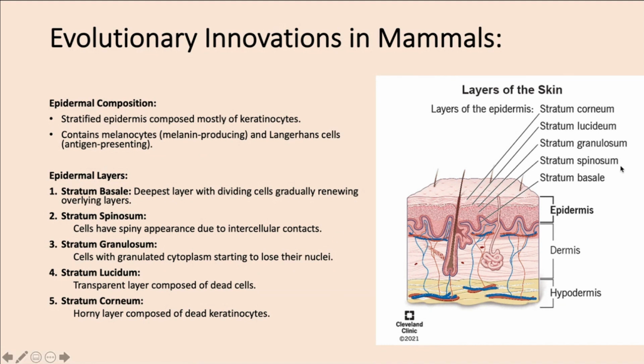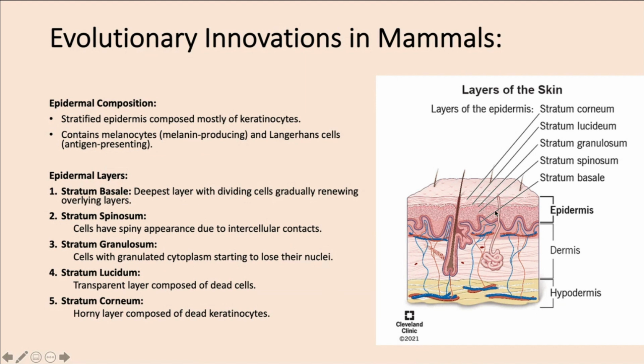The stratum spinosum, the next structure, has cells that look like they have spines because of how they are interacting with one another. And then you have the deepest layer, the stratum basale, and this layer has the activated and alive cells, which are constantly dividing. The stratum basale is responsible for constantly renewing the layers above it.